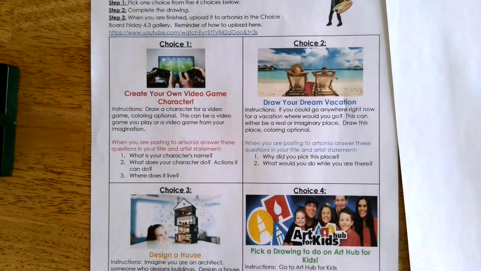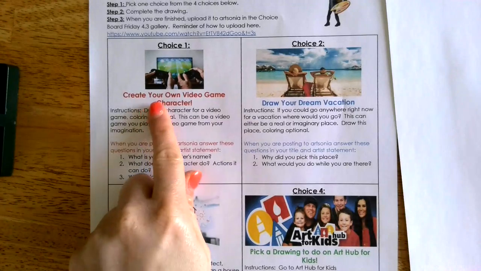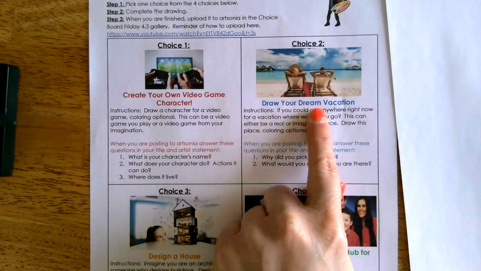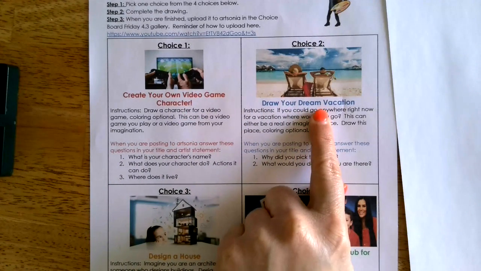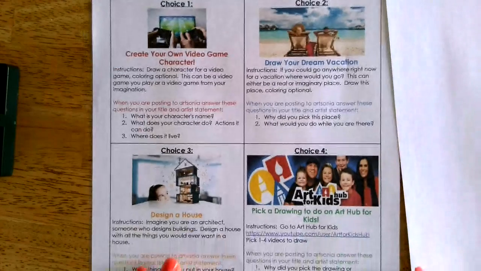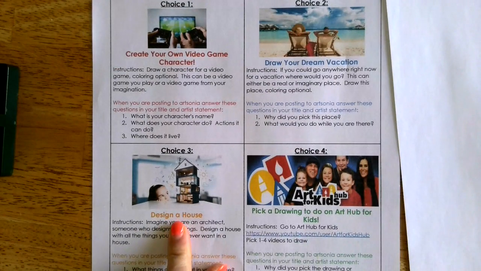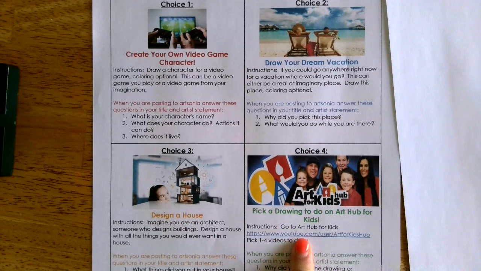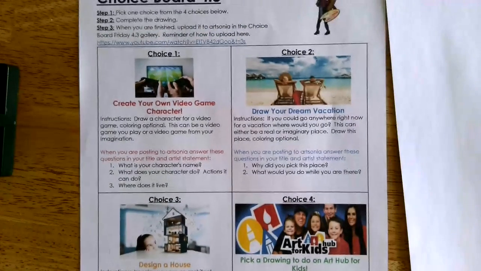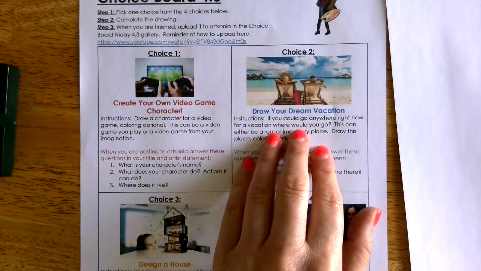So walking through your choices, you can either create your own video game character, draw your dream vacation, and it can be a real place or an imaginary place. You can design your own home, or you can go to Art Hub for Kids, their YouTube channel, and pick 1 to 4 drawings to draw. So these two are kind of self-explanatory.